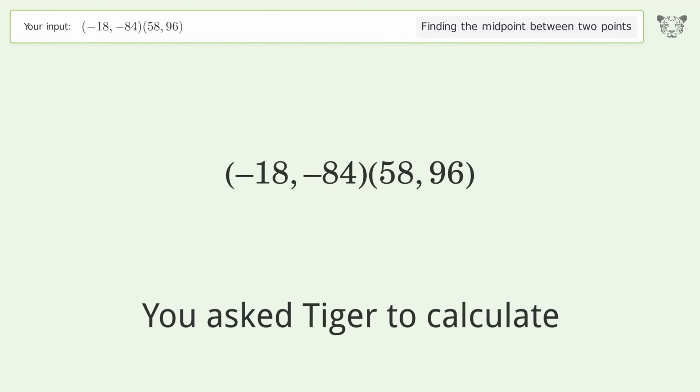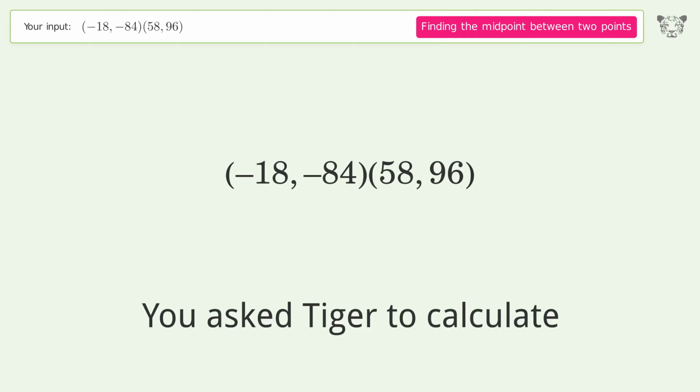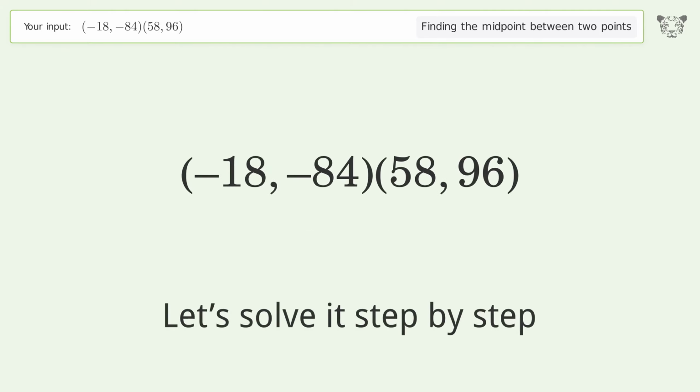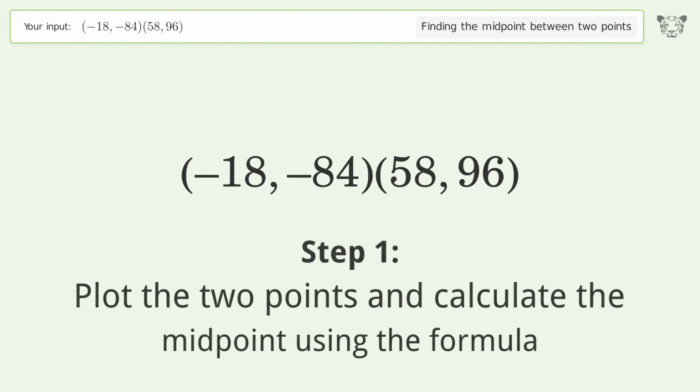You ask Tiger to calculate. This deals with finding the midpoint between 2 points. The midpoint between the 2 points is 20,6. Let's solve it step by step. Plot the 2 points and calculate the midpoint using the formula.